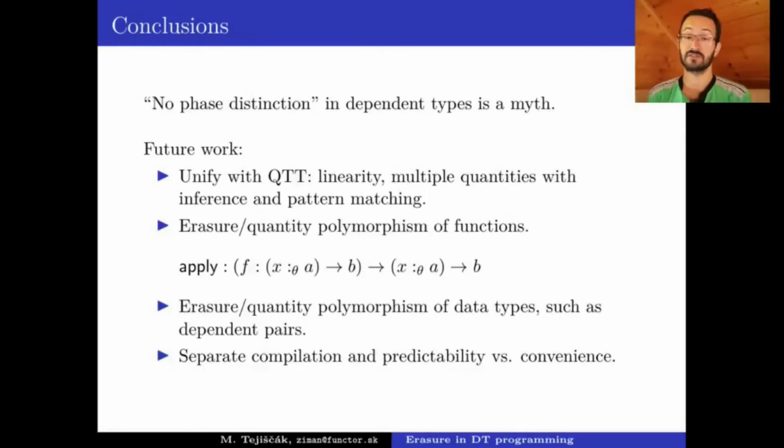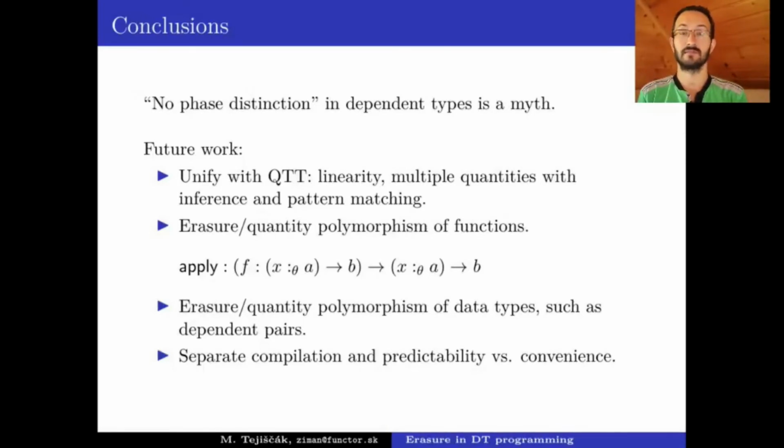So the main direction of further research is unification with QTT, which is Bob Atkey's extension of Conor McBride's work, featuring linearity as an additional quantity to erased and not erased. It would be nice to have erasure polymorphism or quantity polymorphism so that functions like apply can take erased and not erased functions.